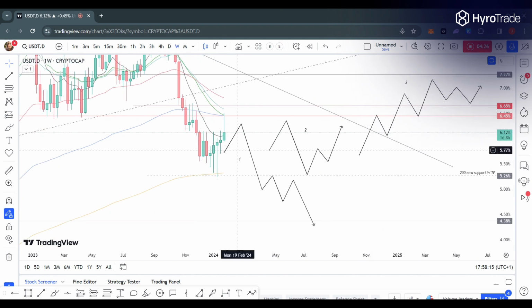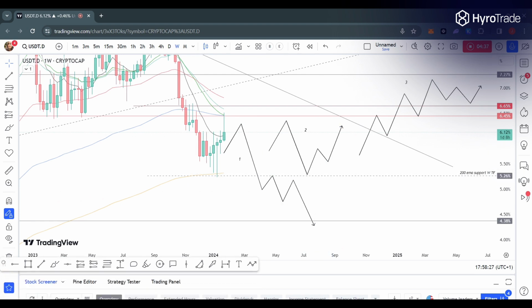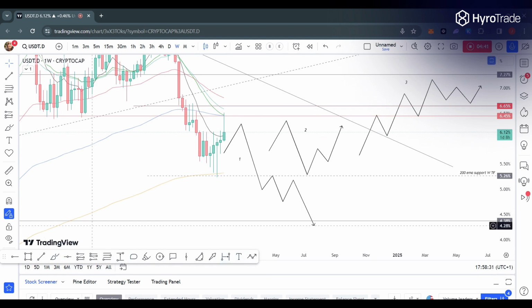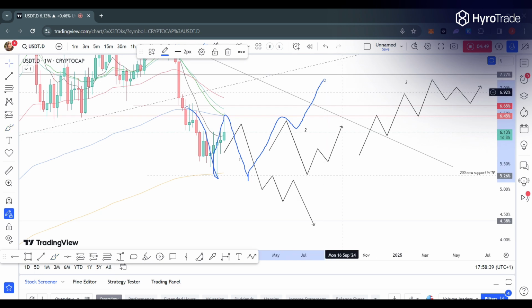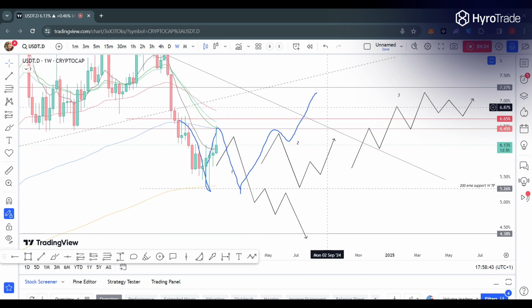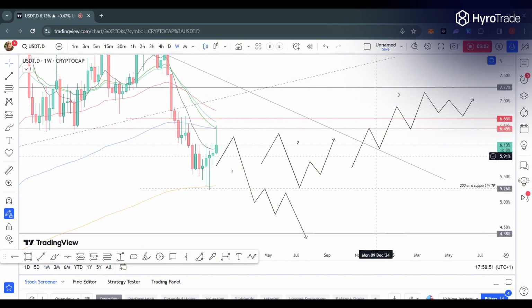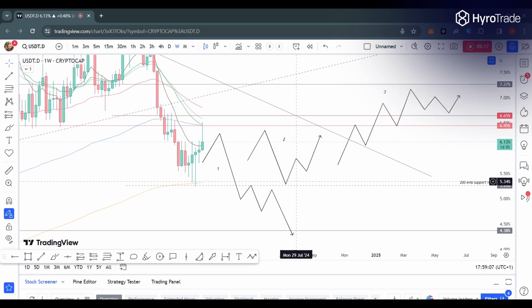Another possibility is that the dominance rejects, comes back to the 200 EMA, and again bounces. In this case, we will see something that looks like a double bottom, right? It came, rejected, and went up. But this will be a really bad and bearish scenario for the whole crypto market, because right now the level at 6.65, 6.45 is very important not to break, otherwise USDT dominance may go higher. So this is my second possibility, that the dominance comes back to the 200 EMA and bounces back on the weekly chart.